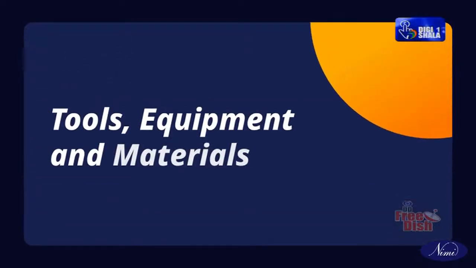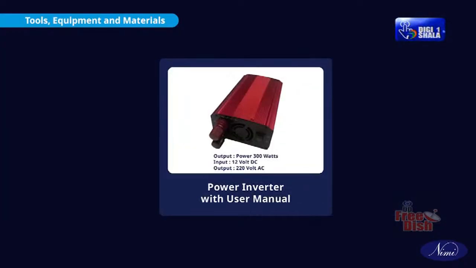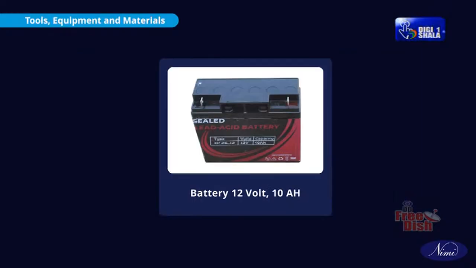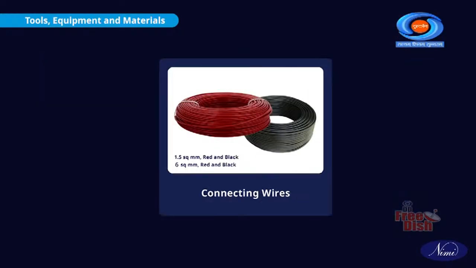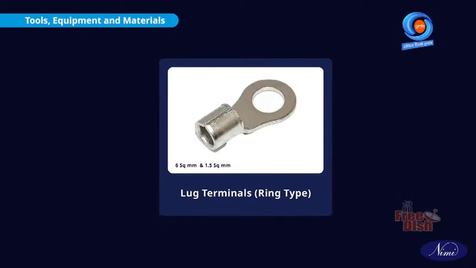Let us collect all the tools, equipment and materials required to do this practical. Digital multimeter with probes, trainee's toolkit, crimping tool, power inverter with user manual, output power 300 watts, input 12 volt DC, output 220 volt AC, solar charge controller, type PWM, system voltage 12 to 24 volt, maximum output current 50 amps, battery 12 volt 10 ampere hour, cartridge fuse 1 amp, connecting wires 1.5 square mm and 6 square mm as required, DC circuit breaker, single pole, 12 to 250 volts DC, 6 amps, lug terminals, ring type, 6 square millimeter and 1.5 square millimeter as required.